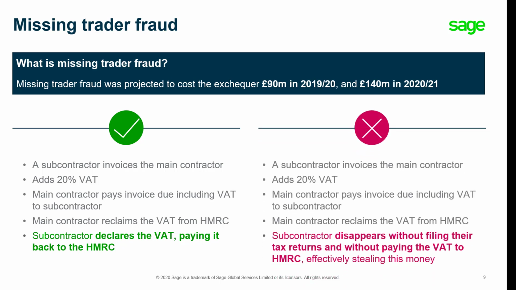Under missing trader fraud, however, the same process occurs, so a subcontractor will invoice the main contractor, including the 20%. The main contractor will pay the invoice due again to the subcontractor. The main contractor will reclaim the VAT. However, the subcontractor will disappear without filing their tax returns and without paying any of the VAT to HMRC.